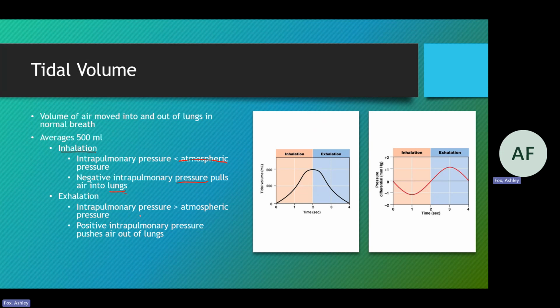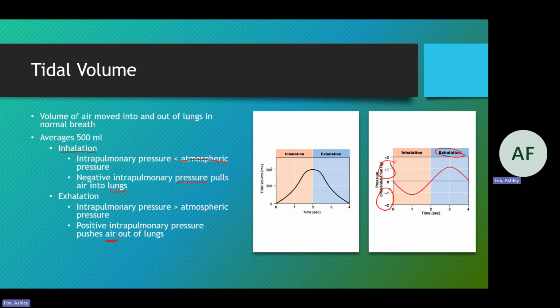Exhalation is when intrapulmonary pressure is higher than the atmospheric pressure, so it's going to push air out of the lungs. So tidal volume is just normal breathing, just in and out, in and out, in and out. So you look at tidal volume. This is looking at pressure differences. Pressure is going to get more negative because it's going to be less than atmospheric in inhalation because you want air to go in. And then it's going to get higher or more than atmospheric in exhalation because you want air to go out.